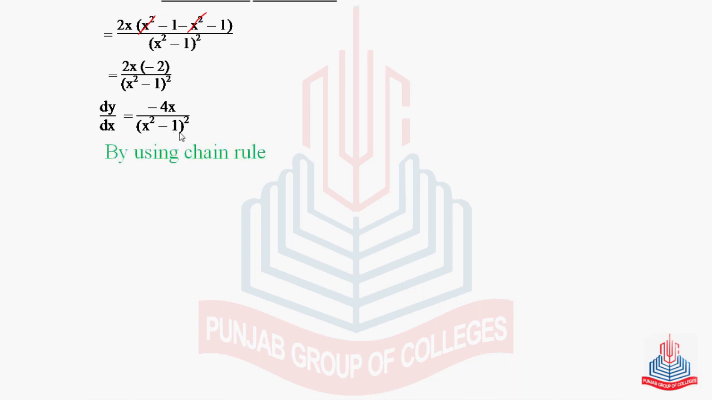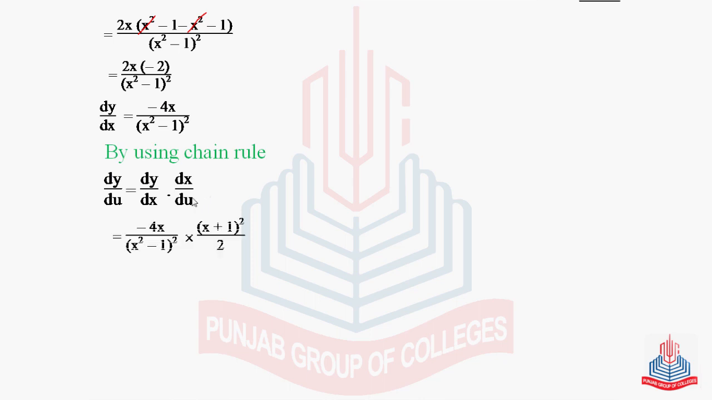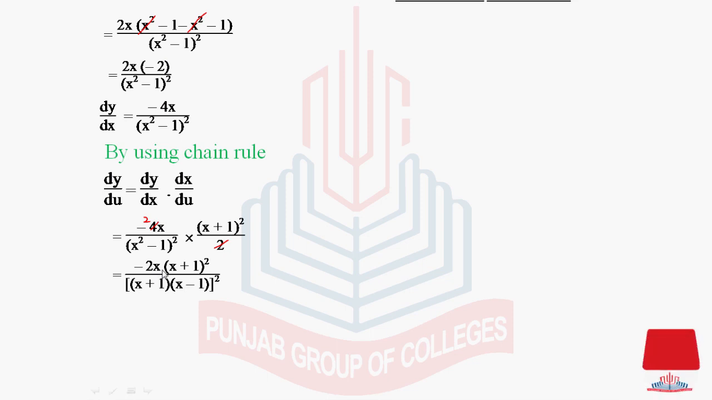Again by using the chain rule, dy by du is equal to dy by dx into dx by du, and dy by dx is minus 4x divided by (x square minus 1) whole square into dx by du, which we calculated in the previous slide, which is (x plus 1) whole square divided by 2. This will be minus 2x, and this is (x plus 1) whole square.